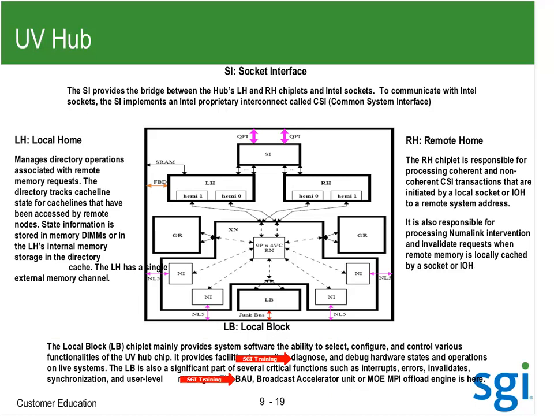Something called the BAU, or the Broadcast Accelerator Unit. This is primarily for TLB misses, so that we don't have to go to a page table. This is meant to maintain coherency of TLB buffers across the system. If a page were to get swapped out and then get read back into memory to a different address, we've got to make sure that the TLBs across the system are coherent with that change.